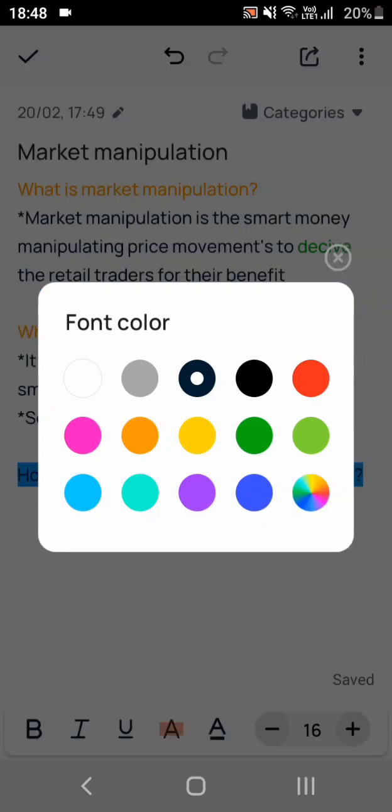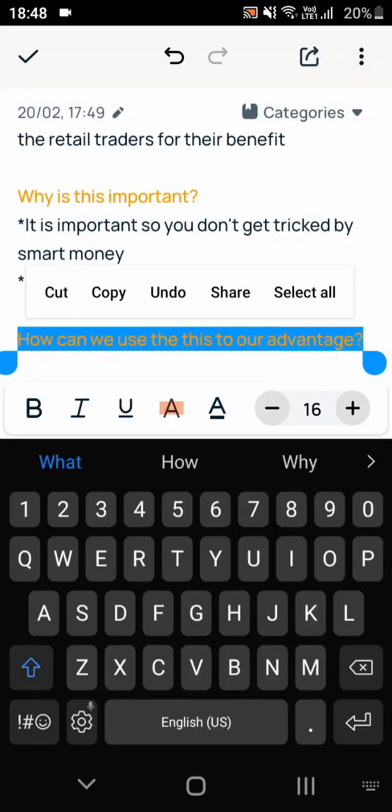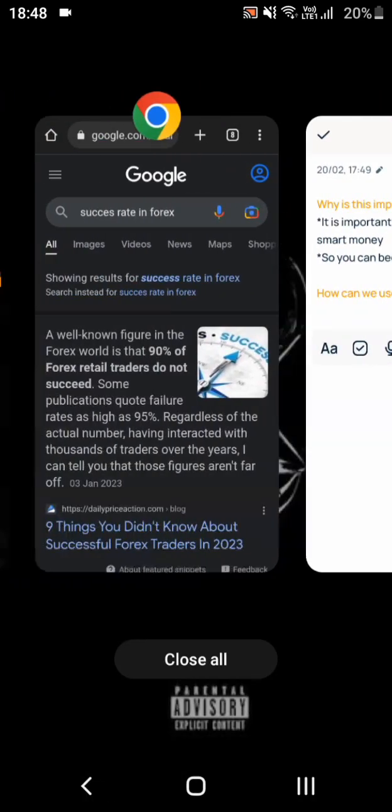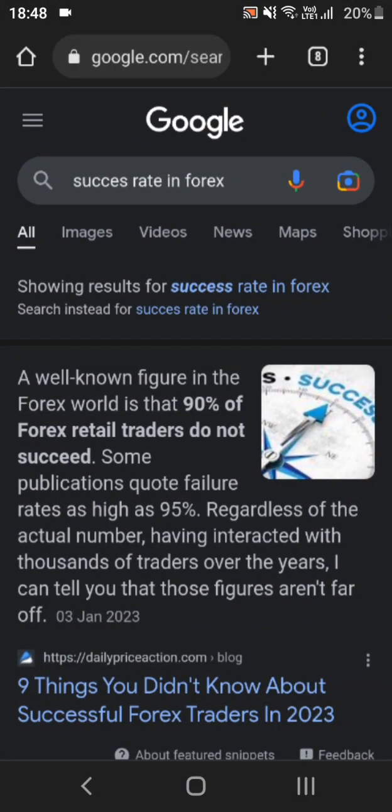So how exactly can we use this to our advantage? Let's go back to Google. So the stats are: 90% of Forex retail traders do not succeed. So you may be asking, what happens to the 10%? The 10% of Forex traders that do succeed, what are they using?